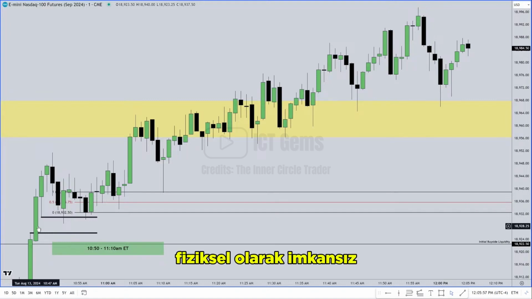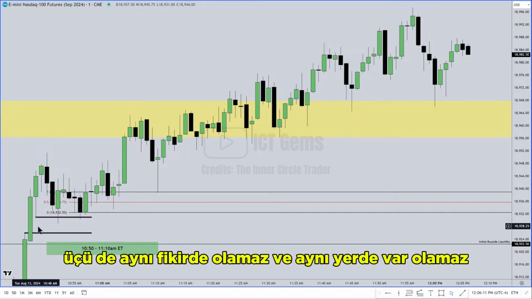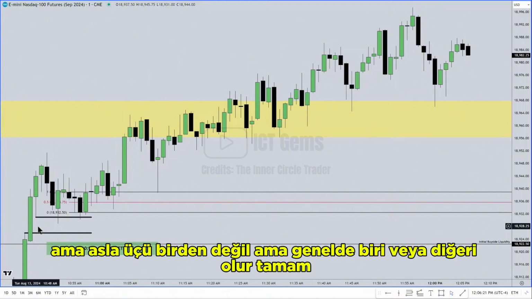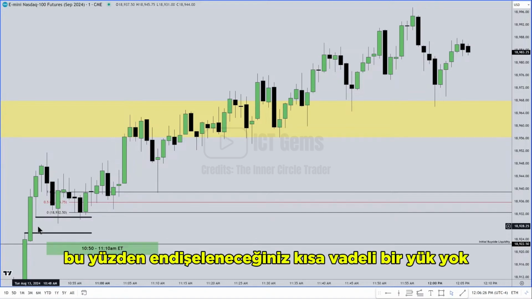It's physically impossible. It doesn't work that way. They can't all three agree and exist in the same place, not at the same price and same time. It doesn't work that way. It's two at best, but never all three. But usually it's one or the other. Okay, at least one of the three. So there's no short-term low to be worried about trading down below.